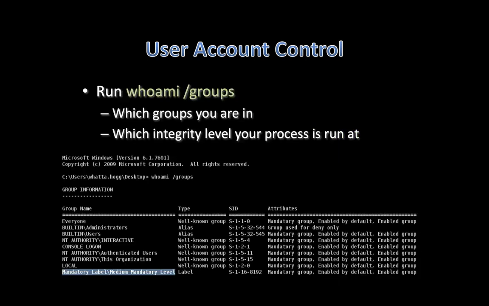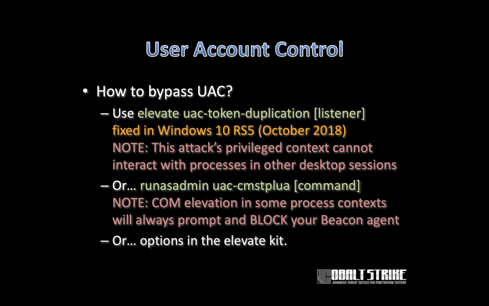If you want to get some situational awareness about your current process context, run whoami /groups. This will tell you which groups you are in and which integrity level your process is running at. In this output, I can see that my current user is in the administrators group, but we are currently in a medium integrity context. This means that there's potential to assume those full rights, but in my current context, I do not have them.